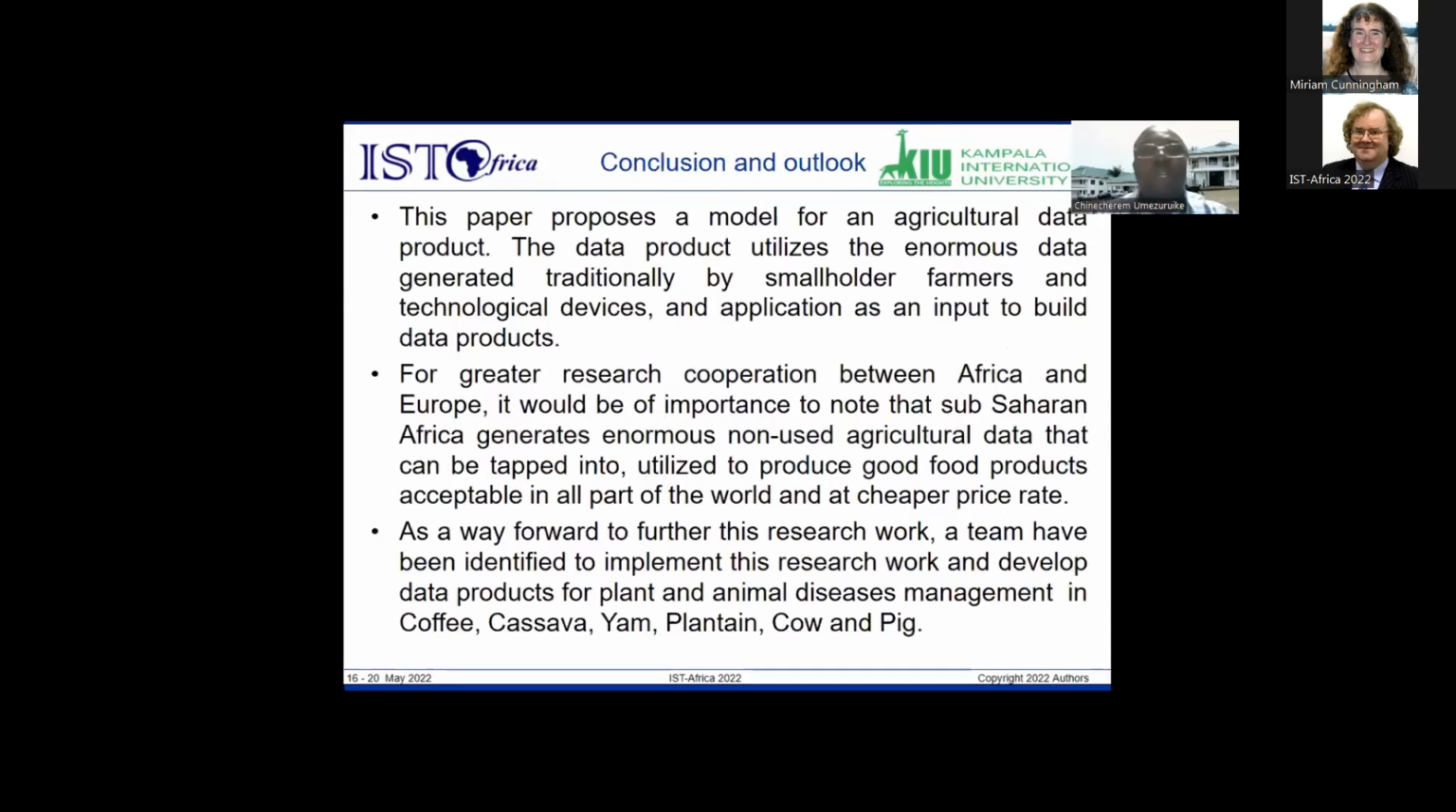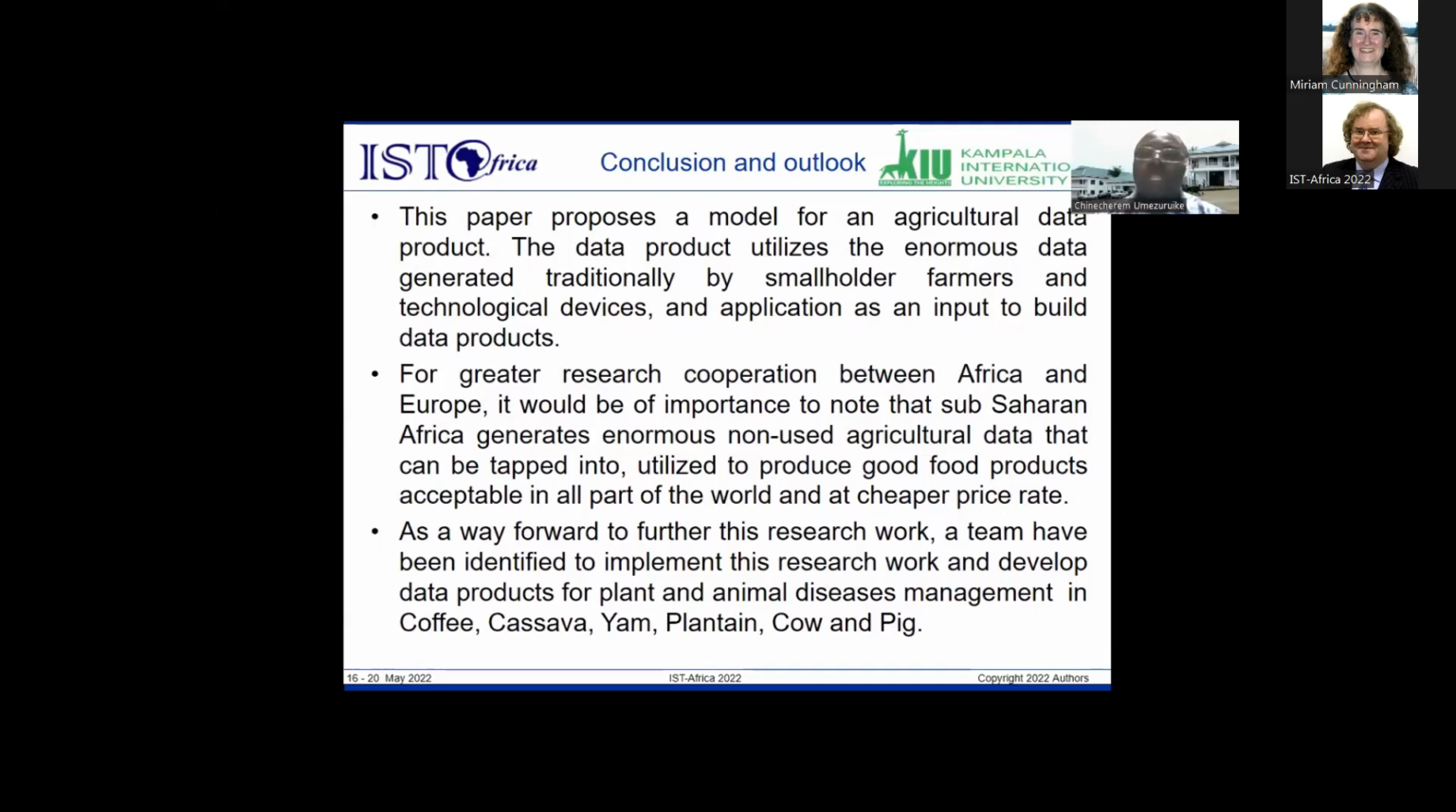In conclusion, the paper proposes a model for an agricultural data product. The data product uses the enormous data generated by smallholder farmers and technological devices and applications as an input to build the data product. For greater research collaborations between Africa and Europe, it will be of importance to note that Sub-Saharan Africa generates enormous unused agricultural data that can be tapped into and utilized to produce quality food products that can be acceptable and accessible at cheaper rates.